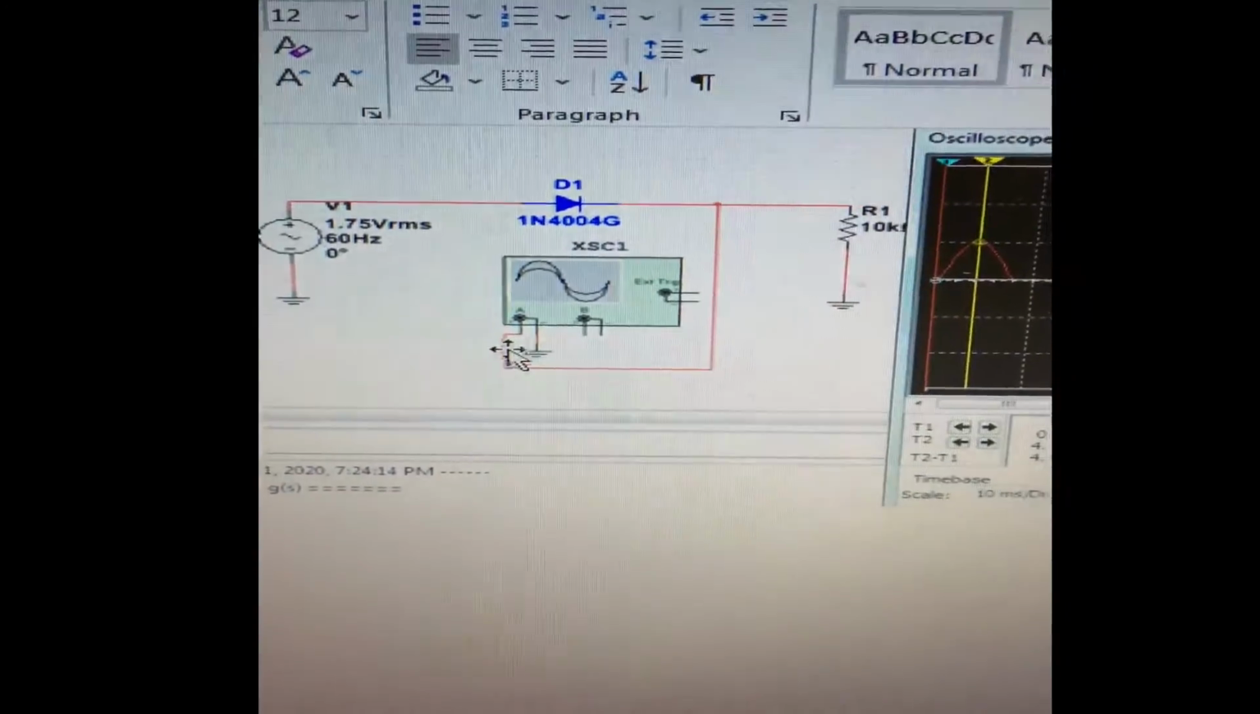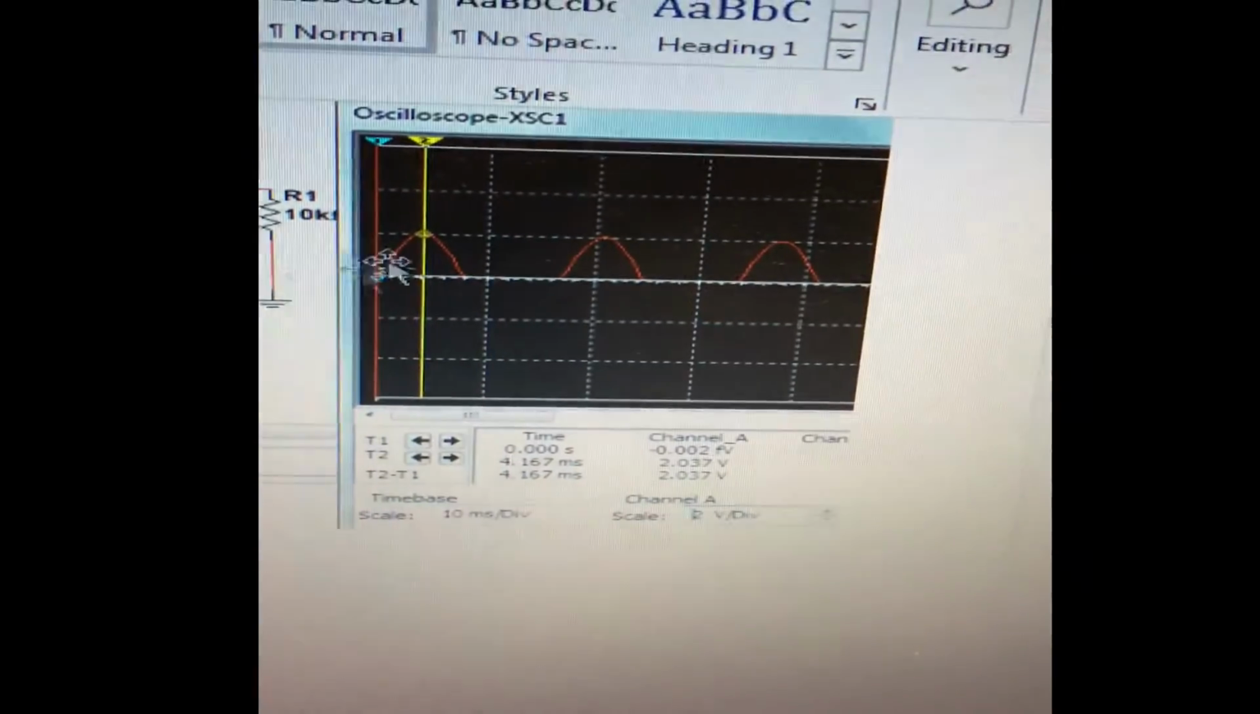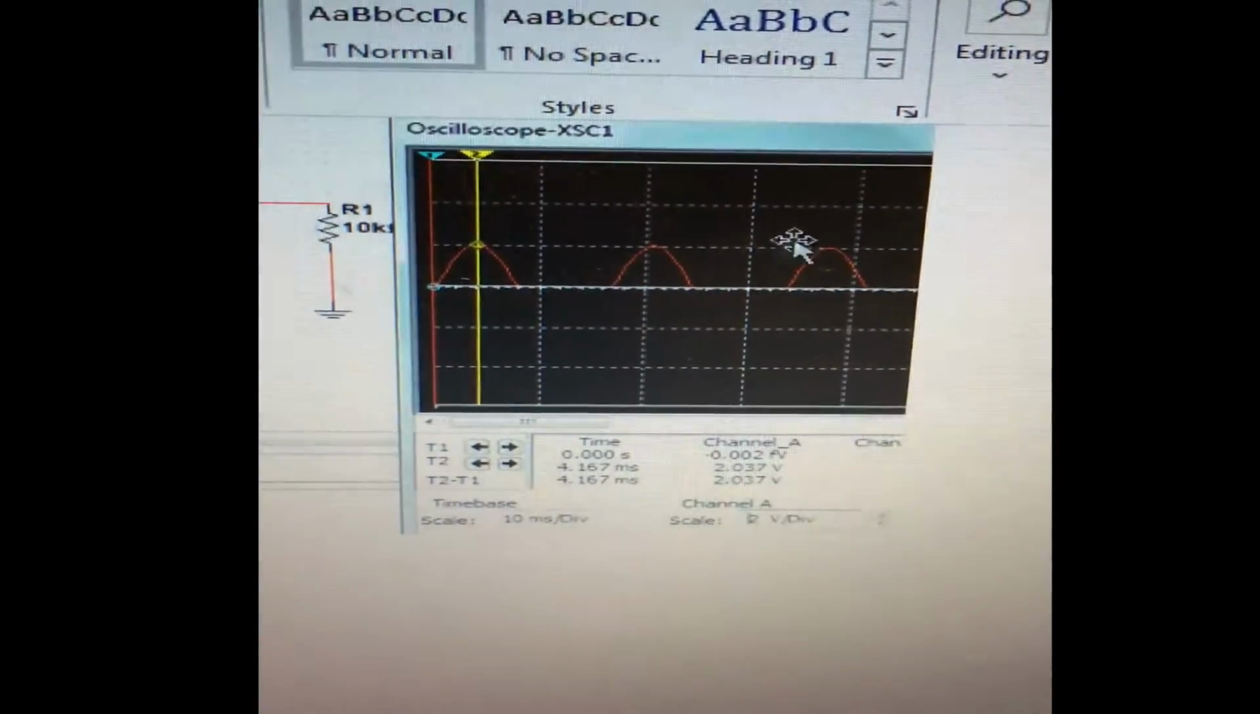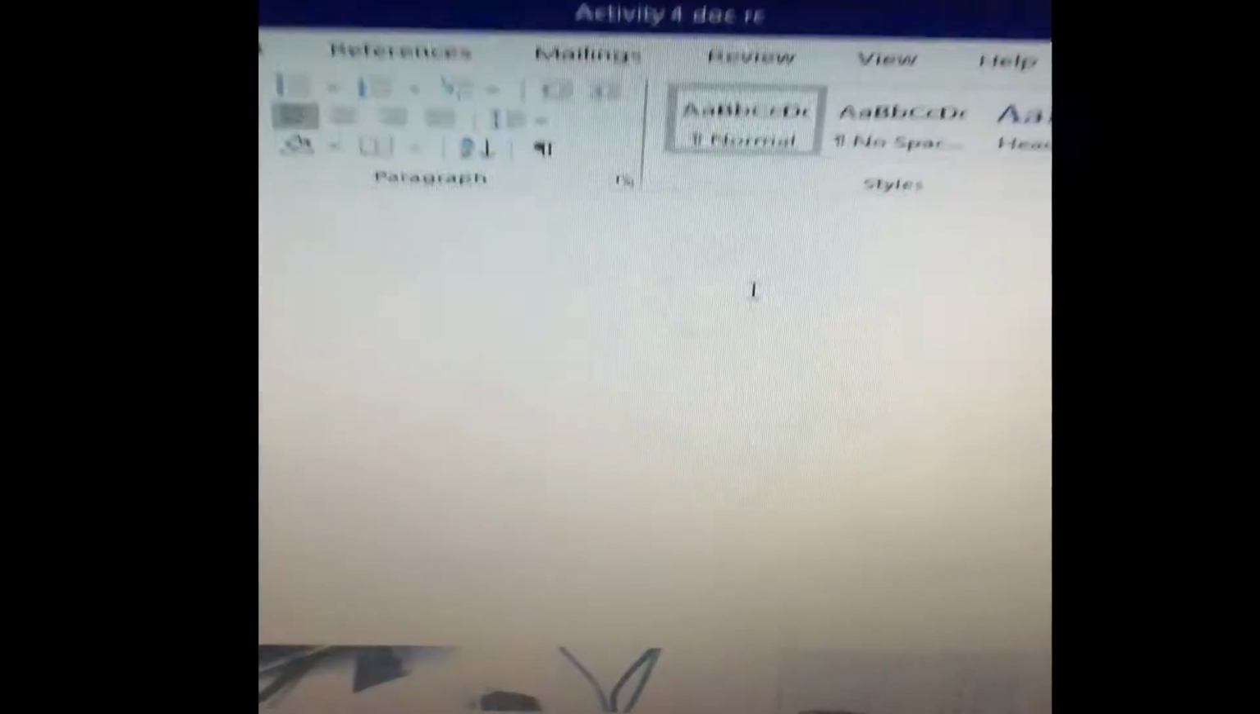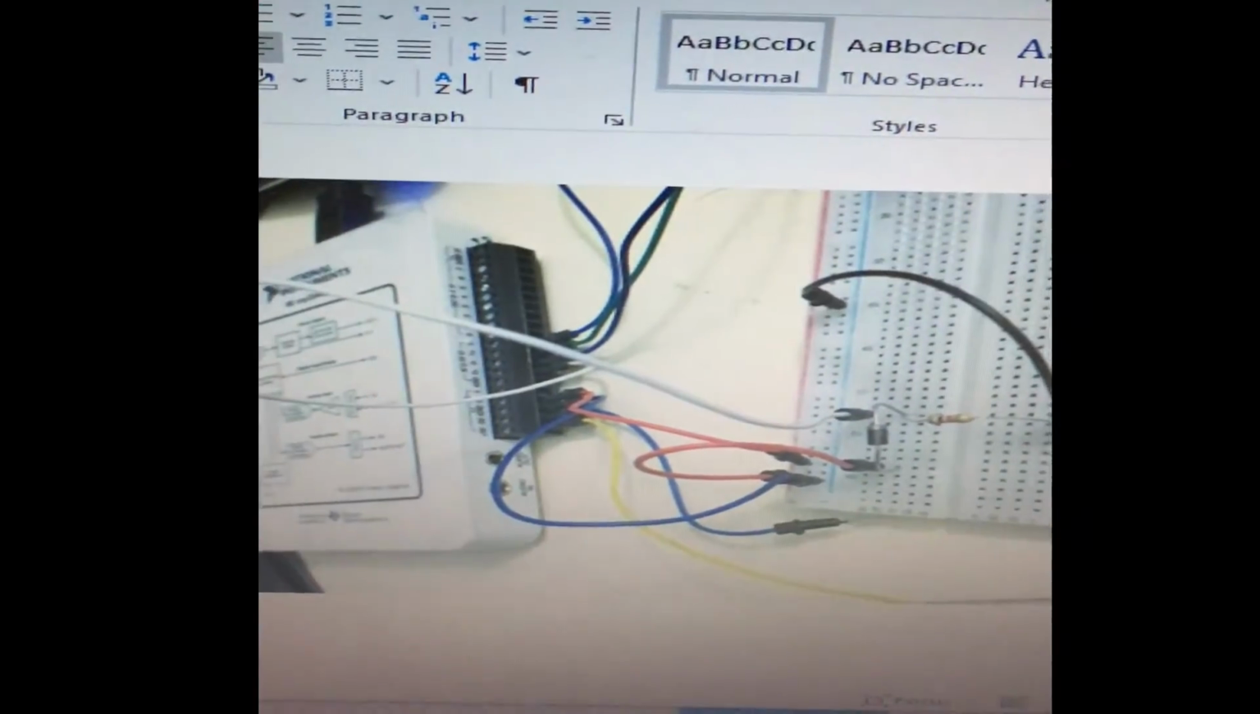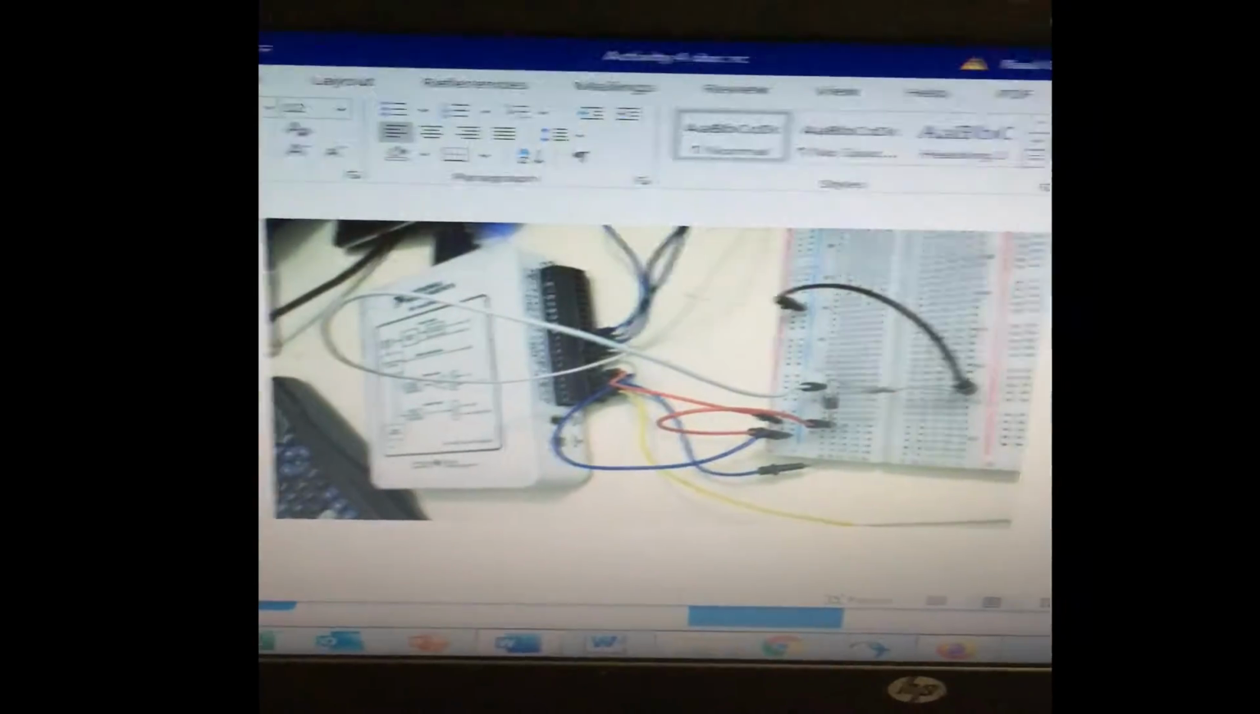And here is the simulation. Again, it shows only the positive peaks going out, the negatives are filtered and shunted to the ground. And here's a picture of the actual circuit itself that was used for the measurements.